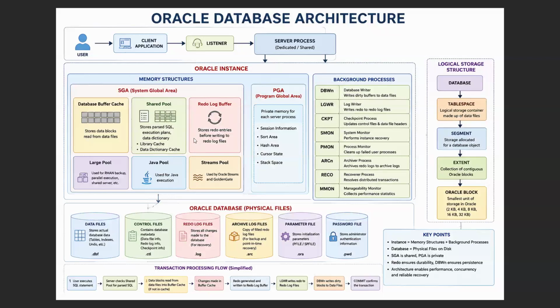Then large pool. It's used for RMAN backup, parallel execution, shared server, etc. Java pool is used for Java execution, and streams pool is for Oracle Streams and GoldenGate. Okay, these are the memory structures of the SGA.